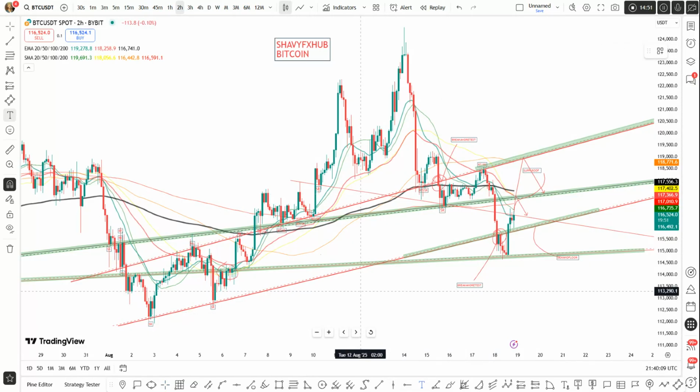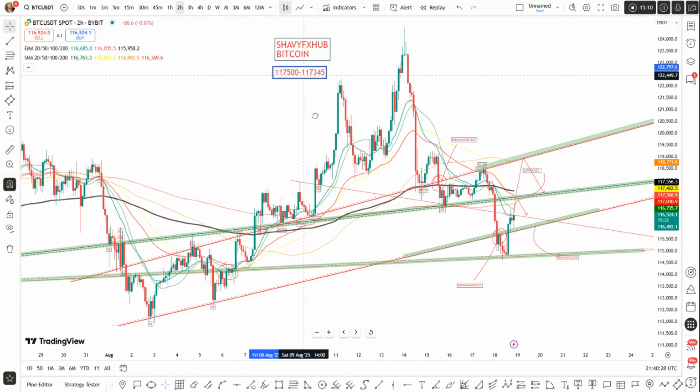Let me drop that trade, or 117,500, 117,345. I think you look for sell opportunity there on a light risk, on a very light risk. Then my top layer I'm looking out for is here, which would be my ultimate supply roof.